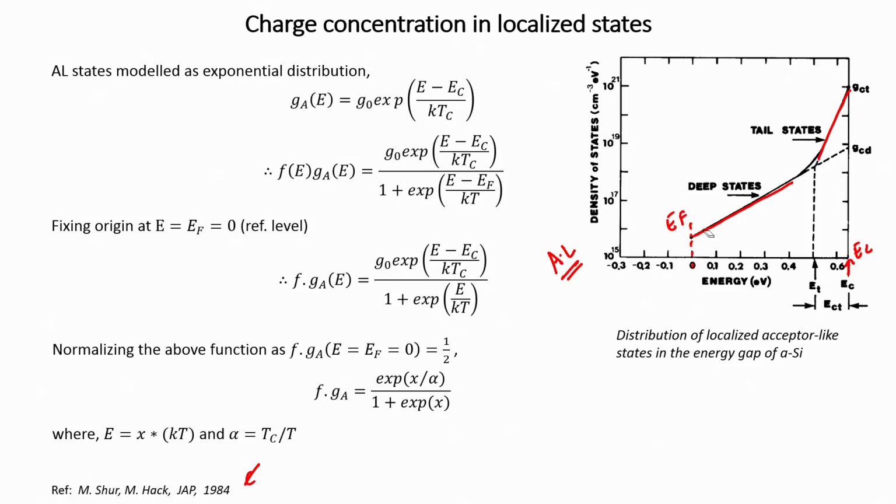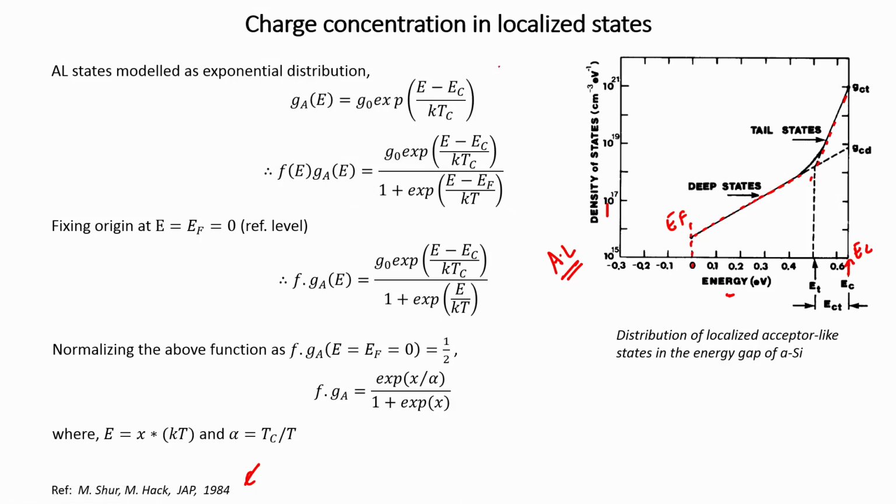Now, how does one quantify, how does one model the density of states? A very common model is used if you have a density of state distribution that looks like this, wherein for the deep states, the logarithm of the density of states versus energy is like a straight line, and the same holds true for the tail state distribution, with the exception being that the slopes are different. So, how does one go about modeling this?